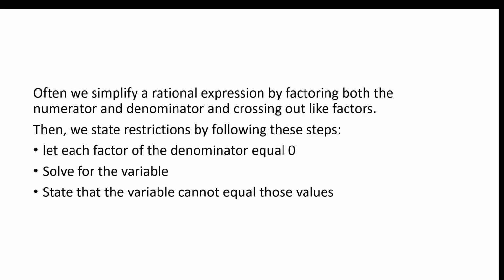Then we state restrictions by following these steps. Let each factor of the denominator equal 0. Solve for the variable, and then state that the variable cannot equal those values. The variable cannot equal the value that makes a factor of the denominator equal 0, because that would make the denominator equal 0, and denominators cannot equal 0. We can't divide by 0 in math. So that's what it means to be a restriction.